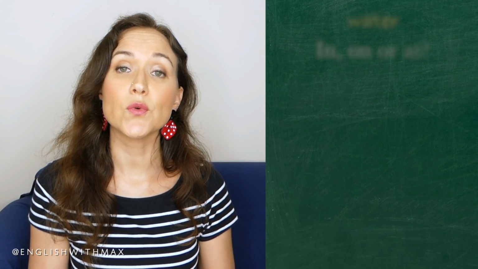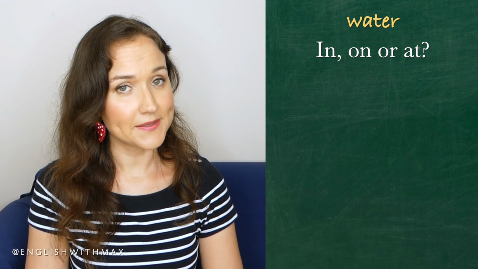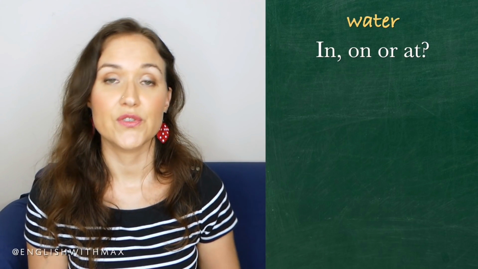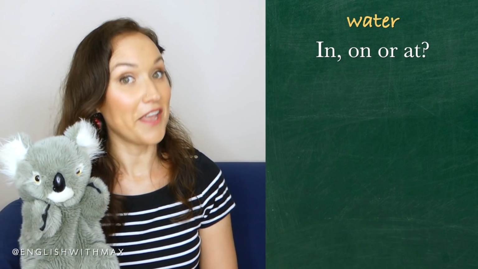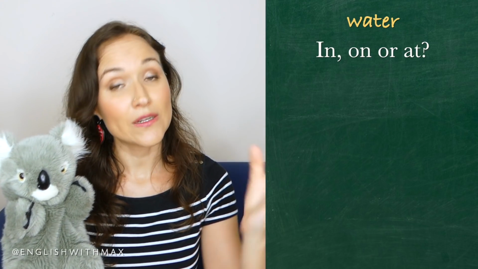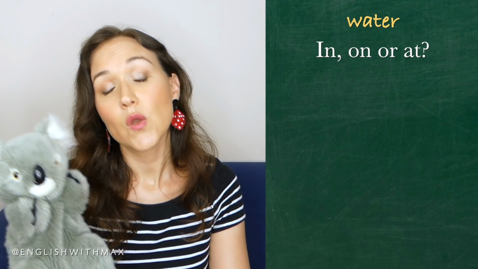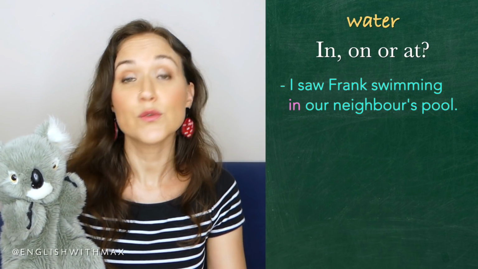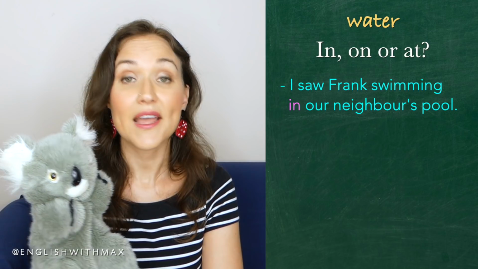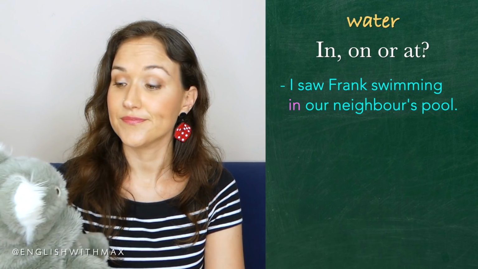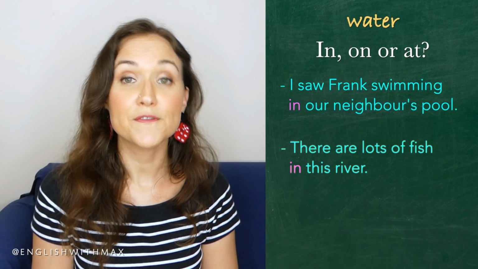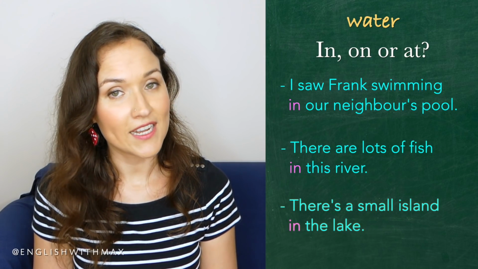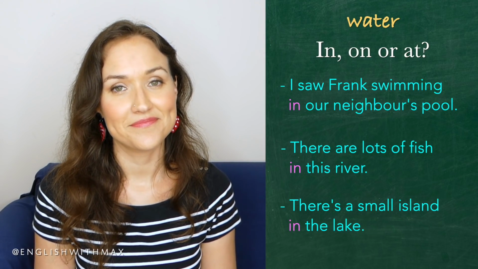And now some rules for water and places with water. If the thing or the person or the animal is surrounded by water, we use in. For example, I saw Frank swimming in our neighbor's pool. There are lots of fish in this river. There's a small island in the lake.